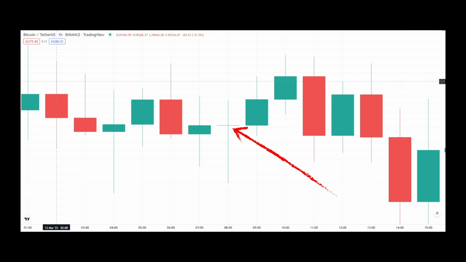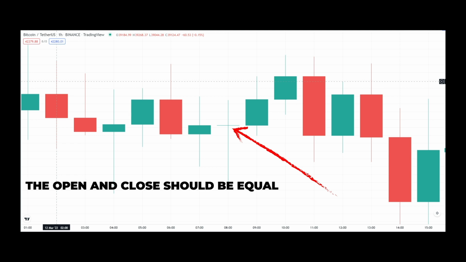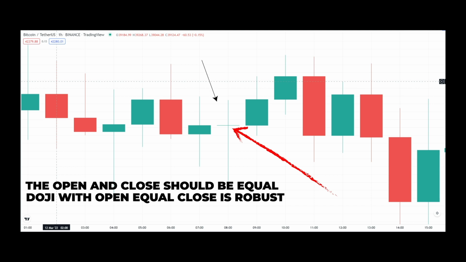So, ideally, but not necessarily, the open and close should be equal. While a doji with an equal open and close would be considered more robust, it is more important to capture the essence of the candlestick. The presence of a doji in a given period of time indicates the presence of indecision or a war between buyers and sellers. Prices move above and below the opening level during the session, but the close will be equal to the opening level. So the result is a standoff, and neither bulls nor bears were able to gain control, so you need to be careful because a turning point could be developing soon.